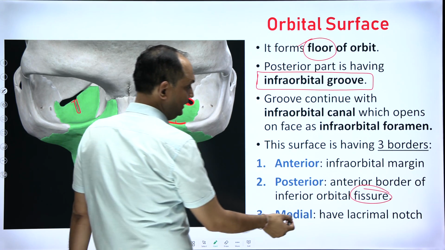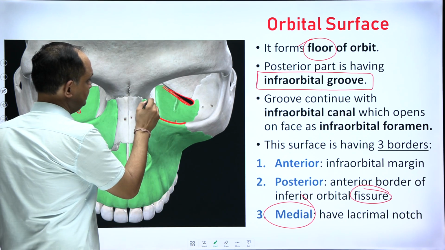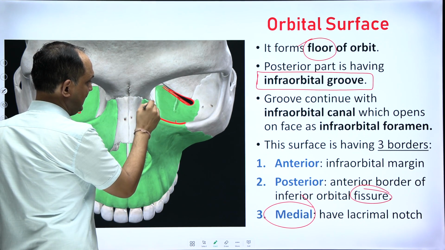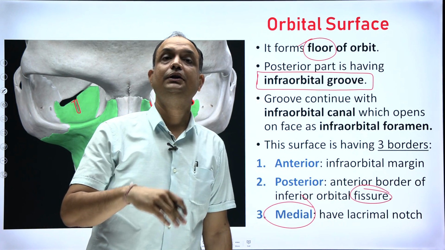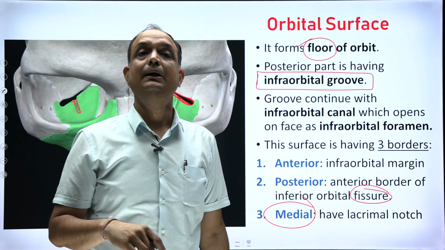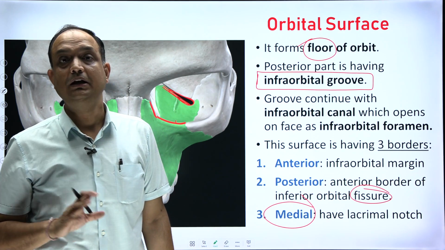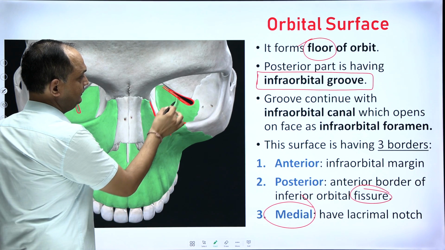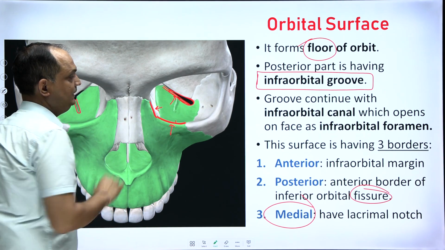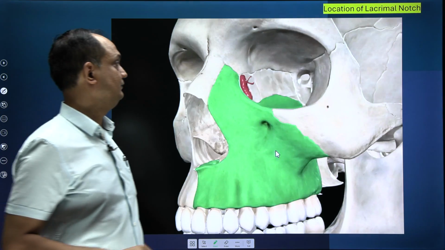Then you will have the medial border. Now medial border is this border, and this medial border has a lacrimal notch, and this notch will convert into the nasolacrimal canal when it articulates with the lacrimal bone. Clear? So how many boundaries? This is your anterior boundary, this is posterior boundary, and this is the medial boundary of orbital surface.